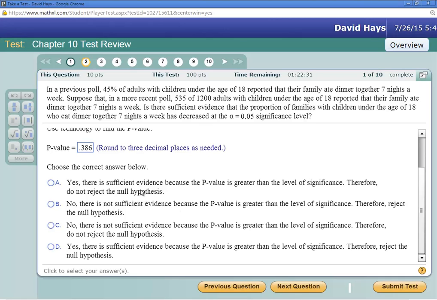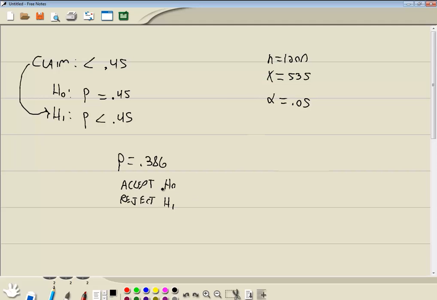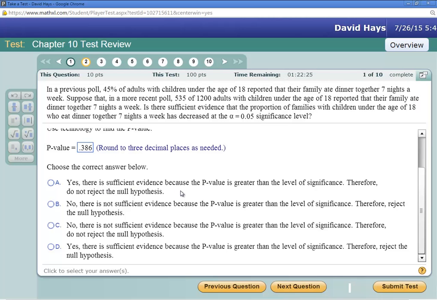Oh, they're asking about the null hypothesis. What did we say about the null hypothesis? We accept H1, which means we do not reject it. Okay, here's a do not reject null hypothesis: P-value is greater than the level of significance. Sometimes the wording on these, you really have to read them carefully.